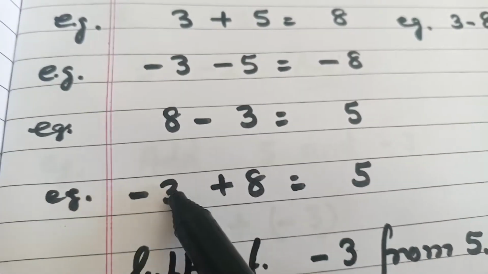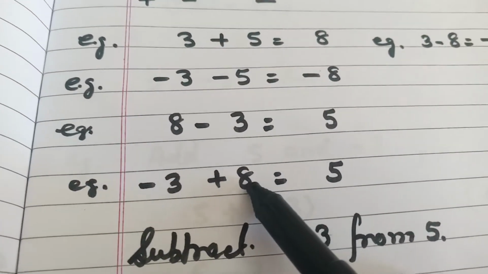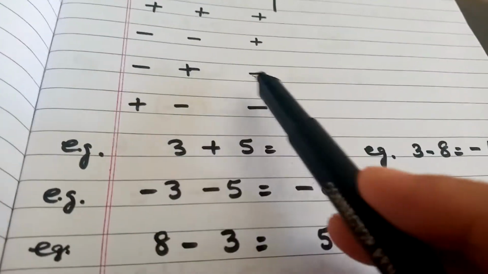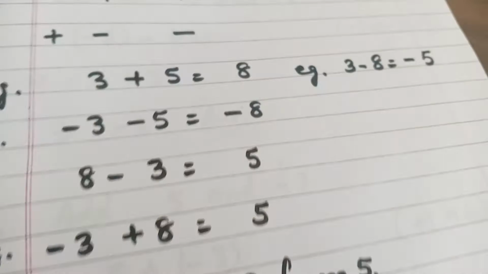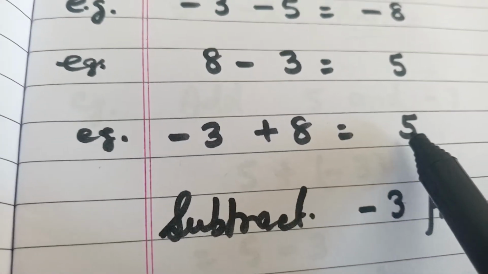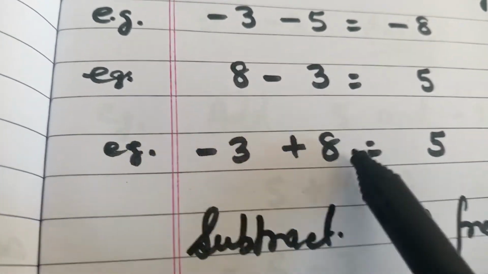Next is -3 plus 8. One negative and one positive. If one negative and one positive, again we will do subtract. So 8 minus 3 is equal to 5. Bigger number is 8, so the sign will be plus, so 5.